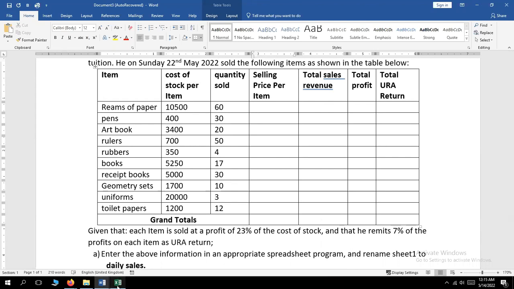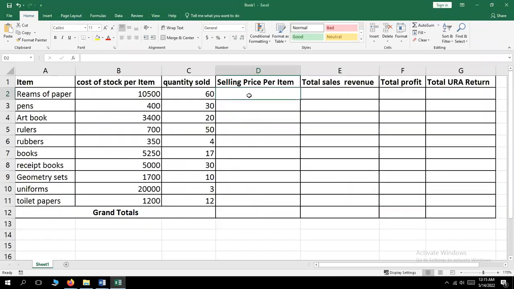Therefore, let's get started. Going back to our spreadsheet, we were told that selling price is cost of stock plus 23% of cost of stock. So we shall say equal sign, selling price. Profit alone is 23%, so to get profit, 23% times B2, which is 10,500. So when we press enter, we shall be able to see that profit on this item was 2,415. But that's not the selling price.